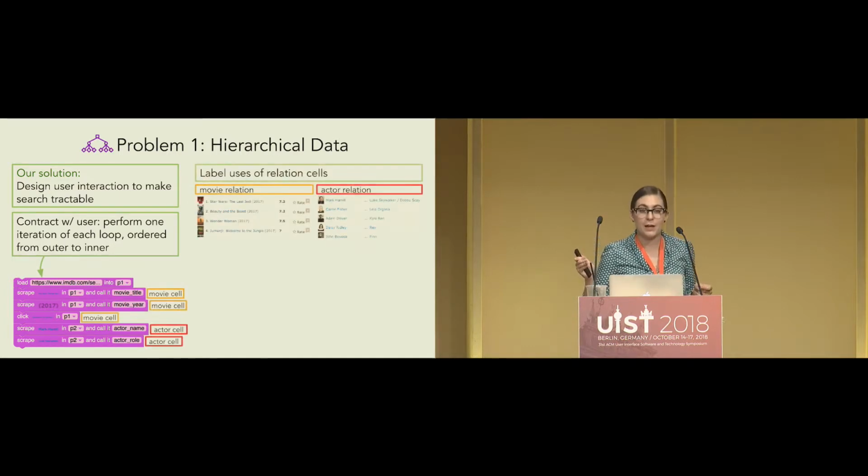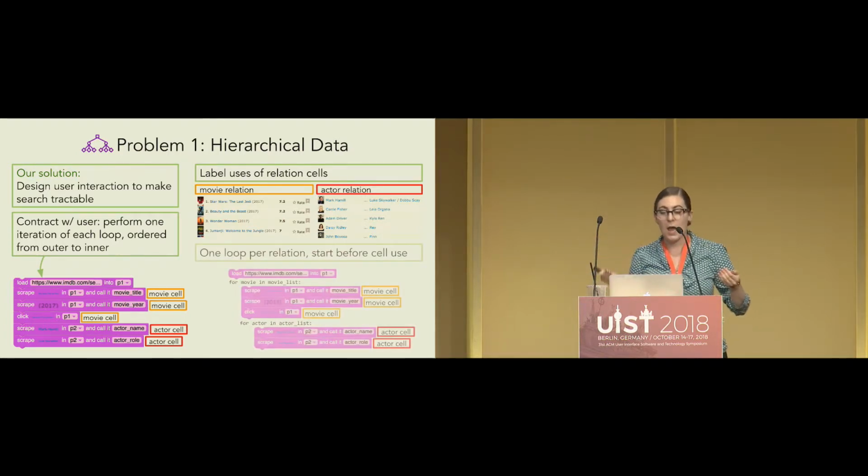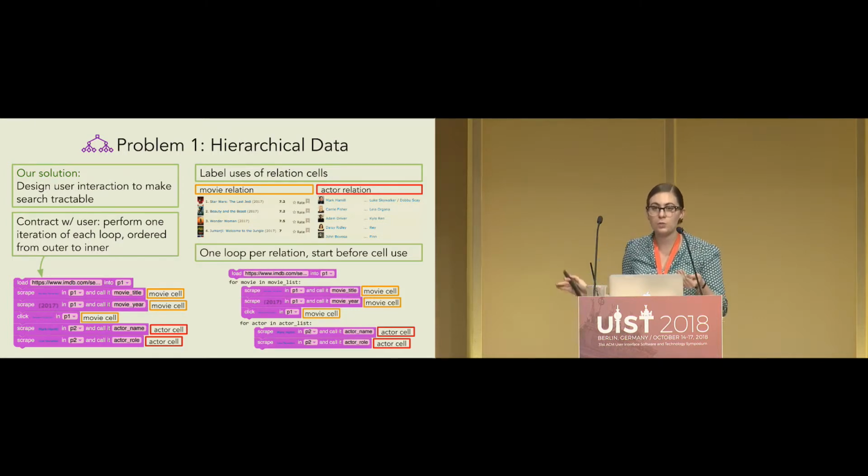But basically what's going on is let's start by assuming that we know the relations that are interesting and exciting to the user. So we know about this movie and actor relation. We can go ahead and then label all the actions that the user took during the demonstration based on whether they used one of the cells of those relations. At that point, we can go ahead and add in one loop for each relation, starting before the first use of each cell. So you can see that we add in that movie loop right before the first use of a cell from the movie relation.